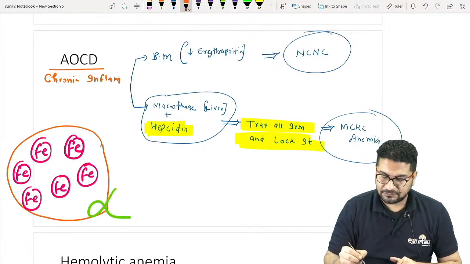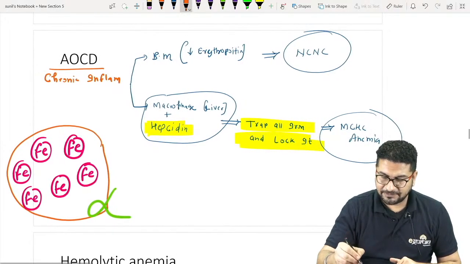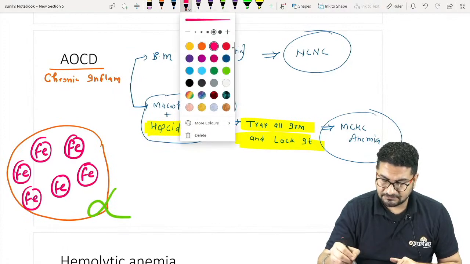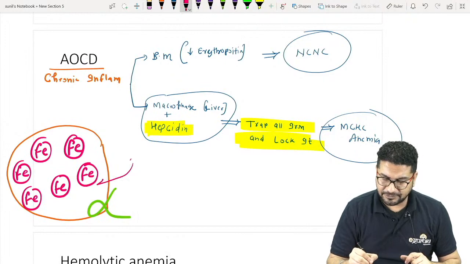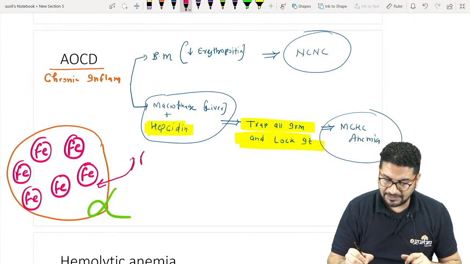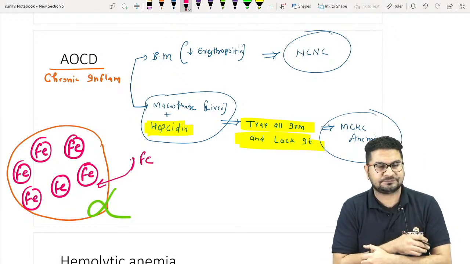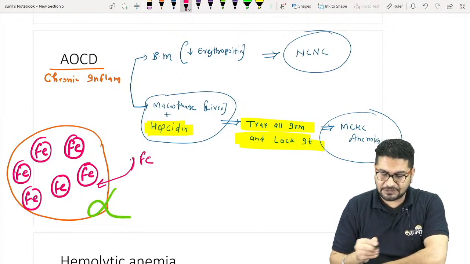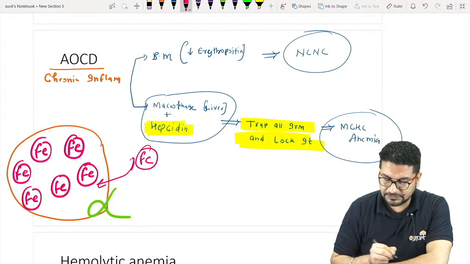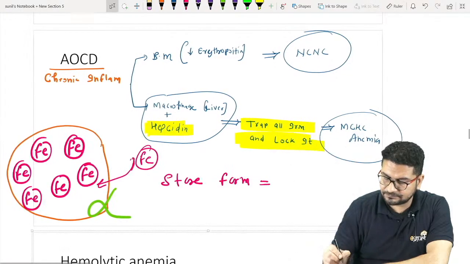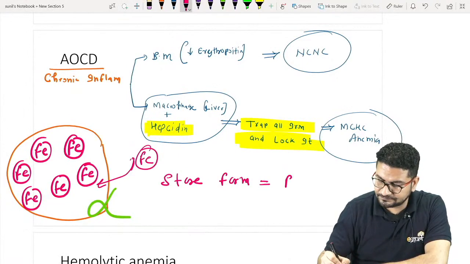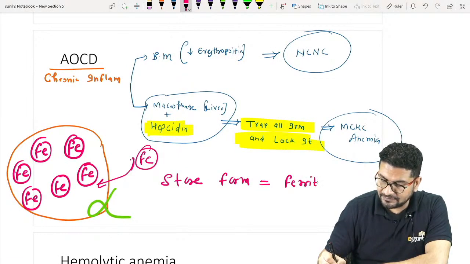And whatever goods are coming, whatever iron is coming, suppose you give iron to this patient, again this iron will not be utilized. It will go to store. Whatever iron you give will go to store. So understand this: the store form will increase. What is the store form? Ferritin. So ferritin will increase.